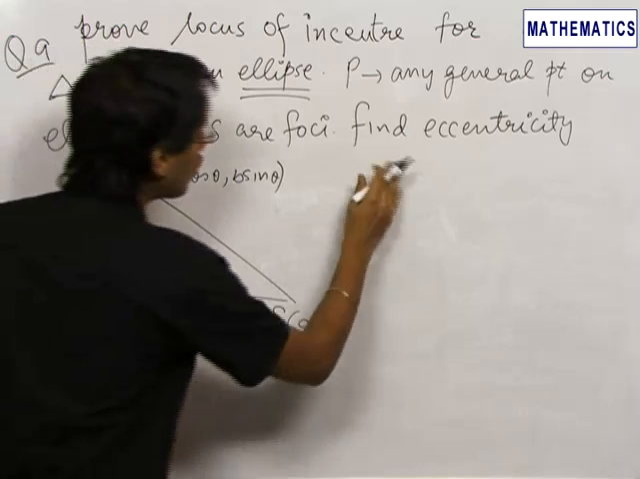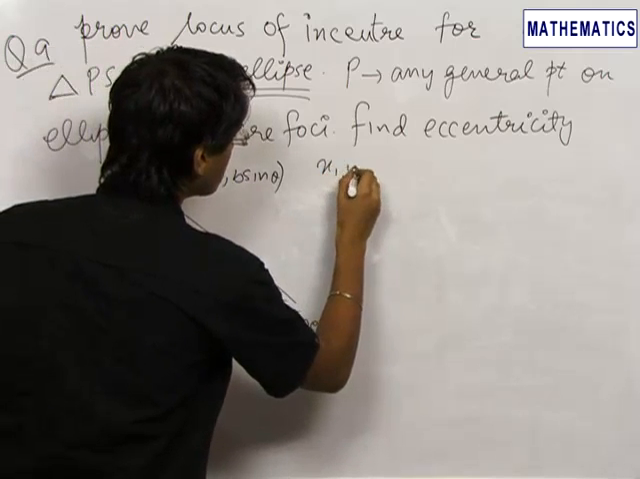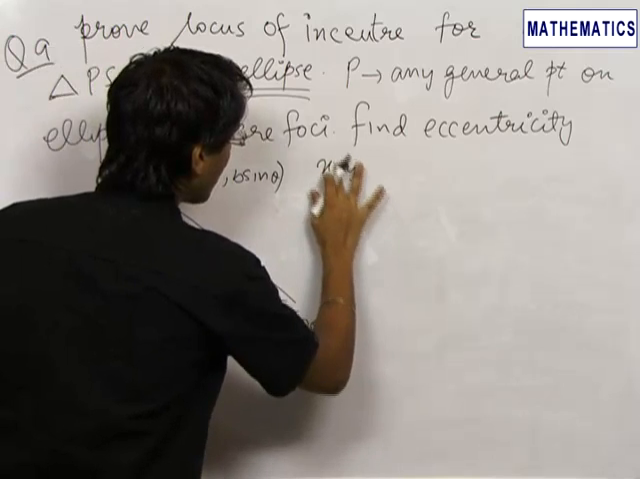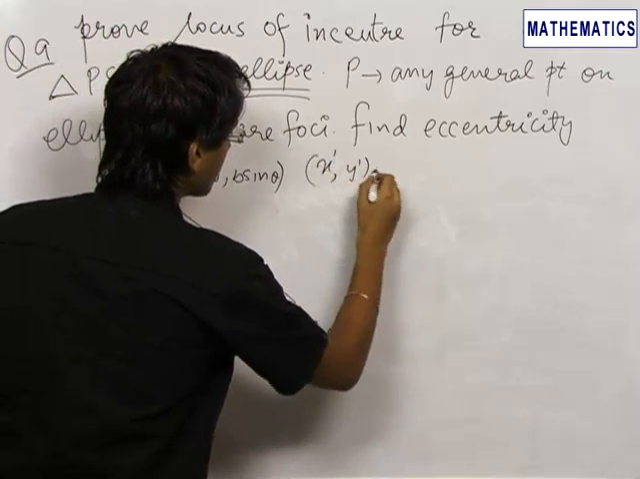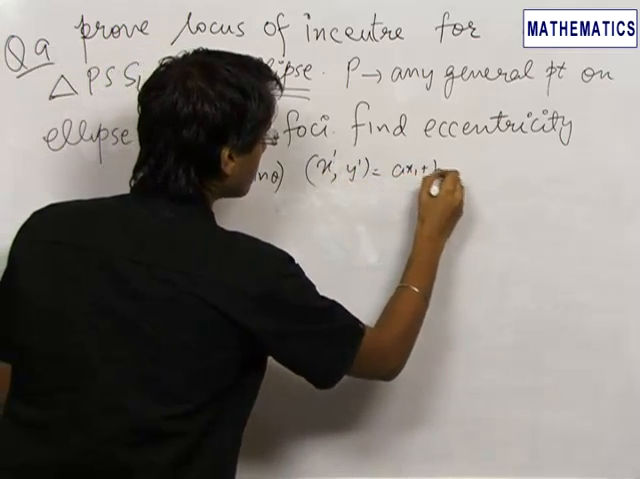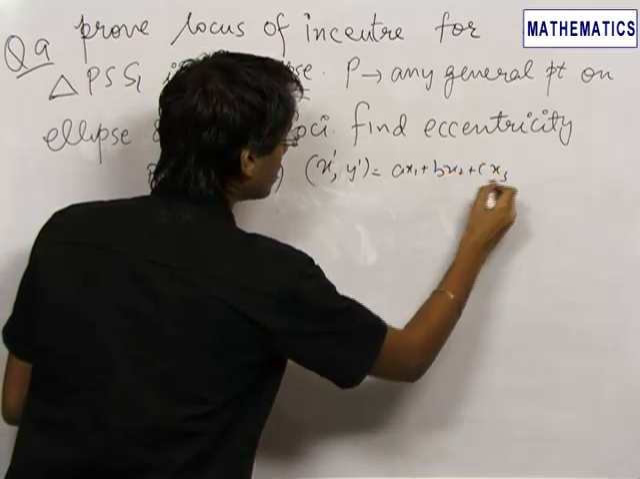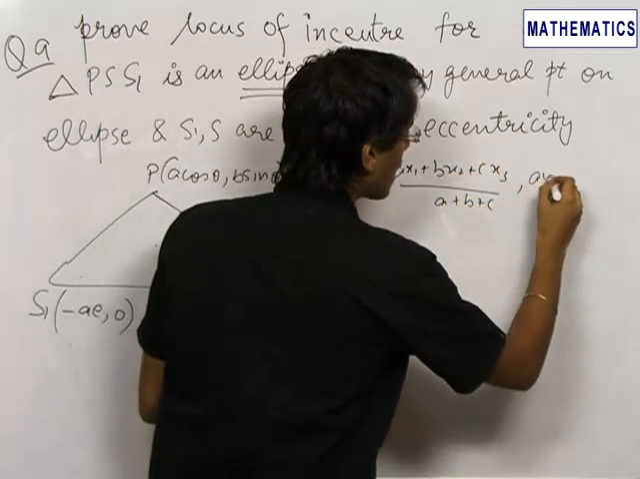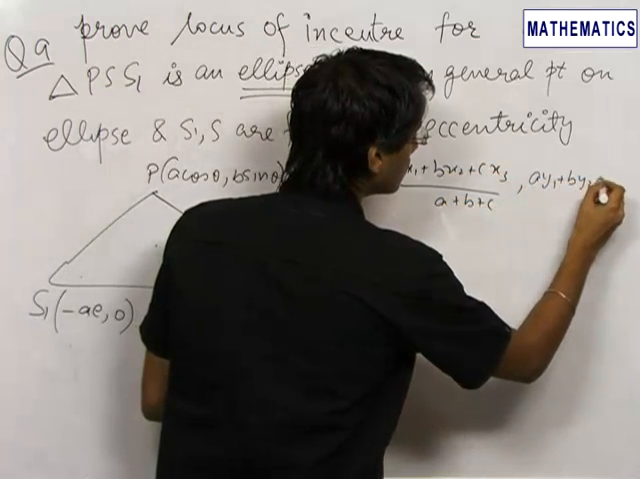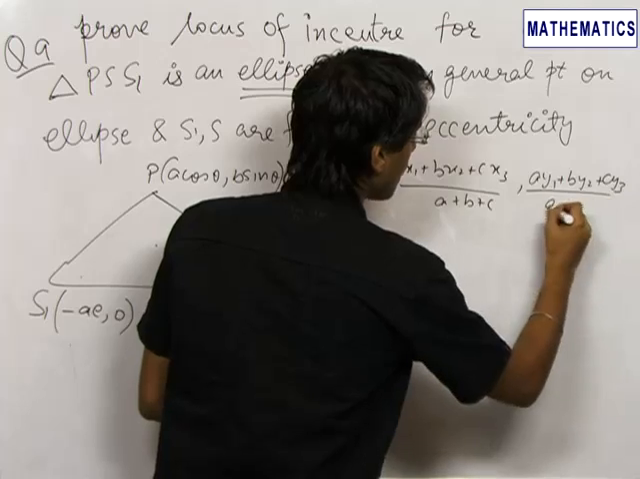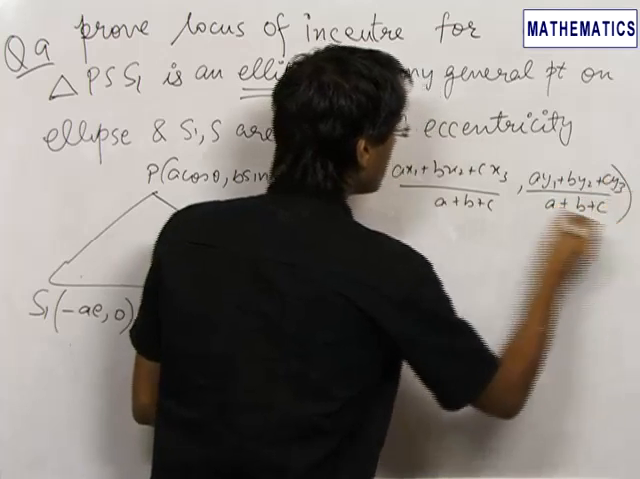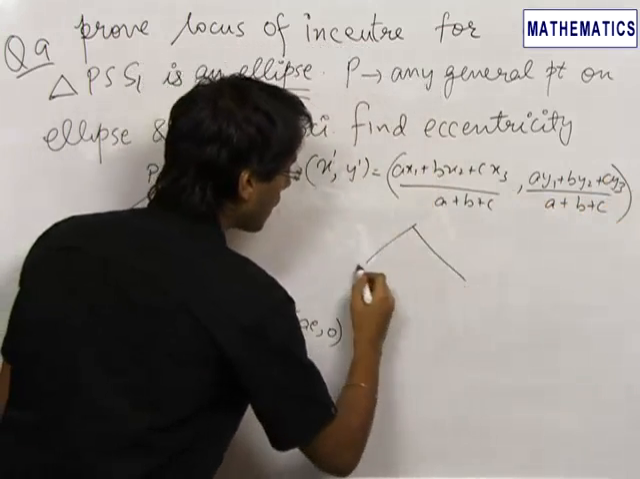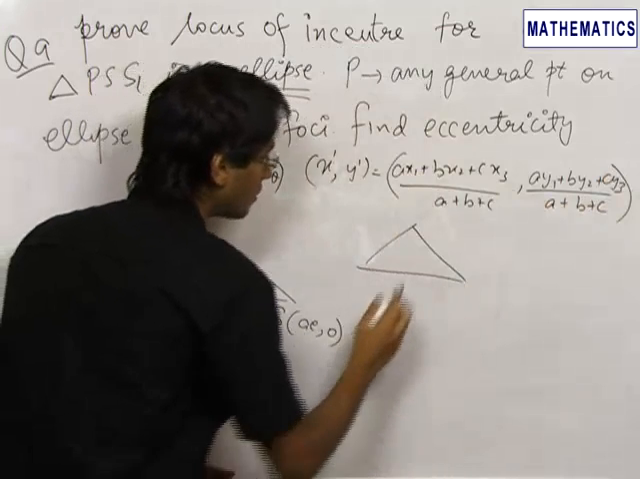For the incenter, we know that the formula of the incenter, the x and y coordinates, are ax1 plus bx2 plus cx3 upon a plus b plus c, comma ay1 plus by2 plus cy3 upon a plus b plus c. Let us see what are a, b, c, x1, y1, x2, y2, x3, y3.